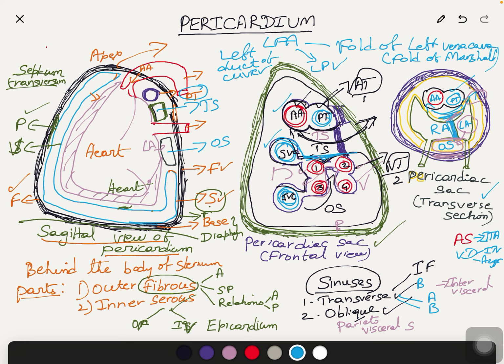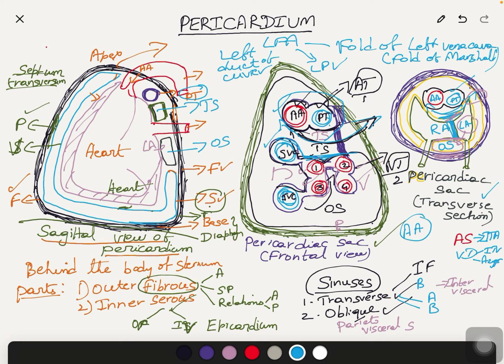Now we will move on to the applied anatomy. Applied anatomy of pericardium. What is the clinical importance of transverse sinus? Why should we know this transverse sinus? During cardiac surgery, if you become a cardiac surgeon, you should put the ligature through this transverse sinus around the aorta and pulmonary trunk to control the hemorrhage. So that is the importance of transverse sinus.